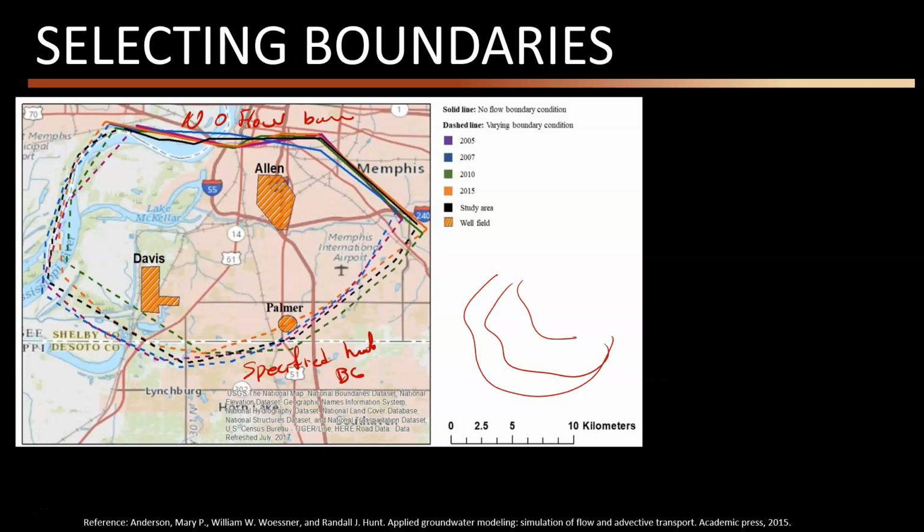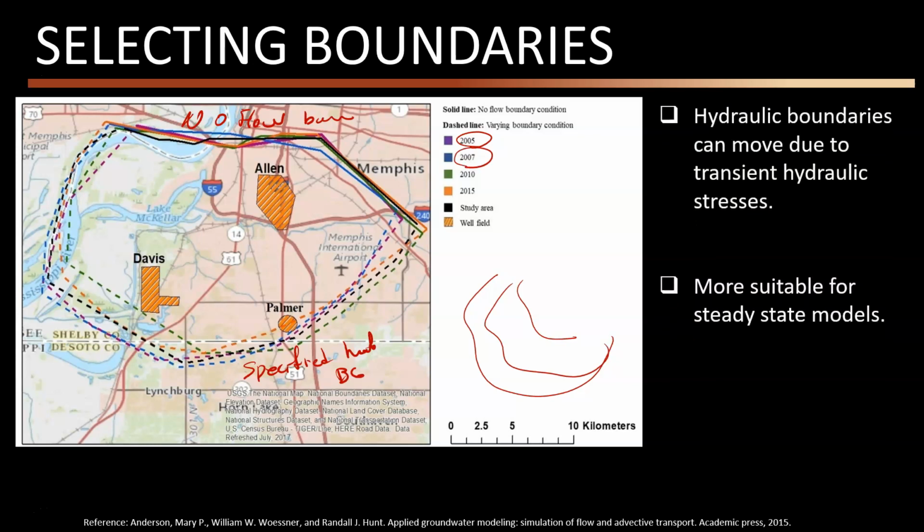Okay, and again, as we discussed, for example, the purple color shows both the no flow and specified head boundary conditions in 2005. Okay, in 2007, the model has studied the boundary condition, and this is the blue line, right? So you see that now the specified head and no flow boundary condition looks like this.